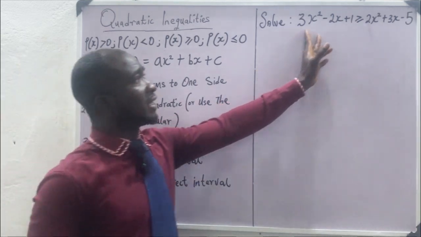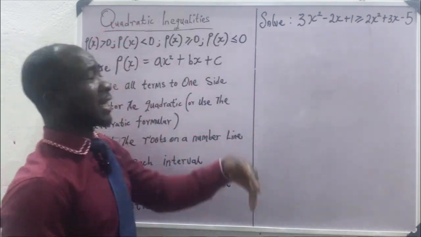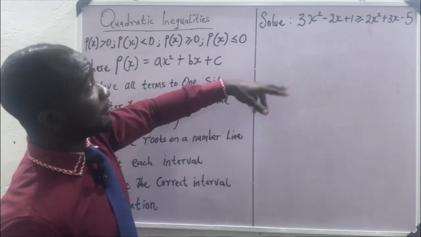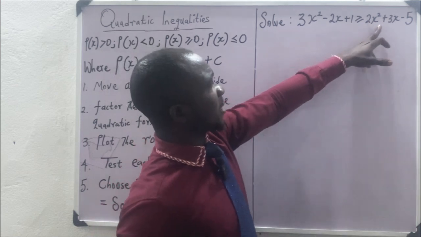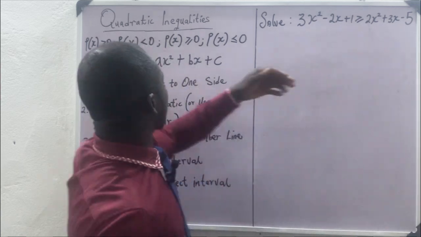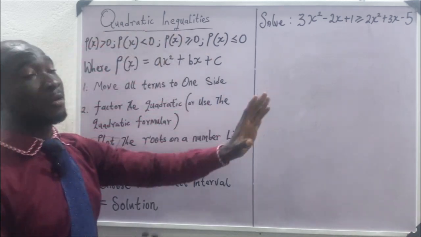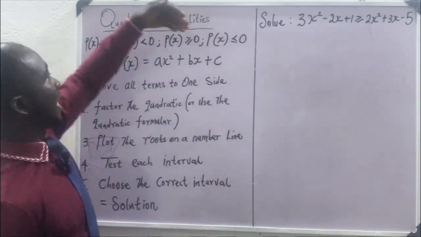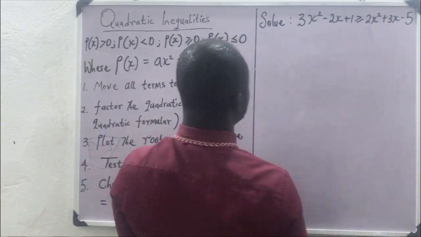Now let's make use of this problem to see how we can use these steps to solve a given quadratic inequality. So I have that 3x squared minus 2x plus 1 is greater or equal to 2x squared plus 3x minus 5. Now if you observe, this problem does not assume any of these forms, but by moving all terms to one side of the inequality, we are going to get at least one of these forms.